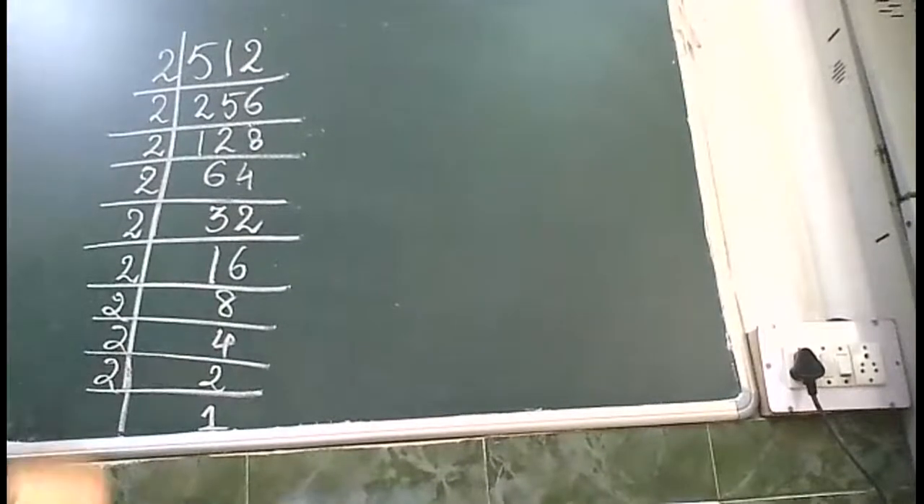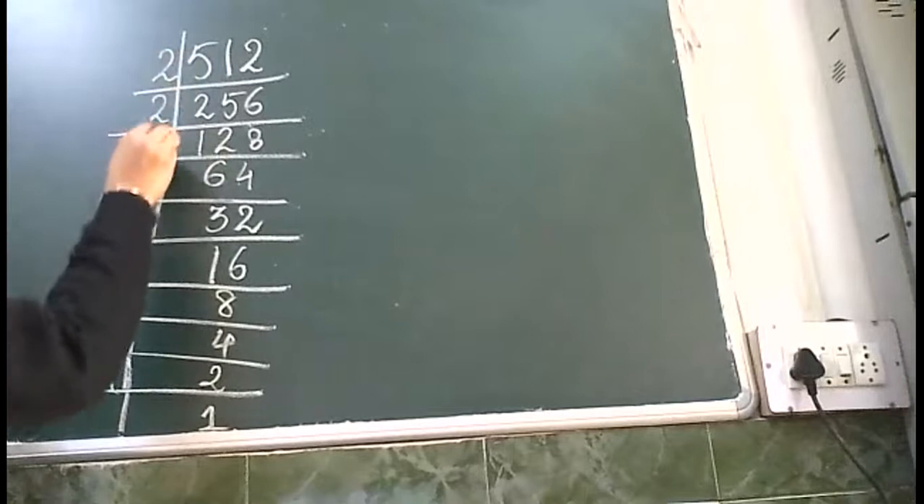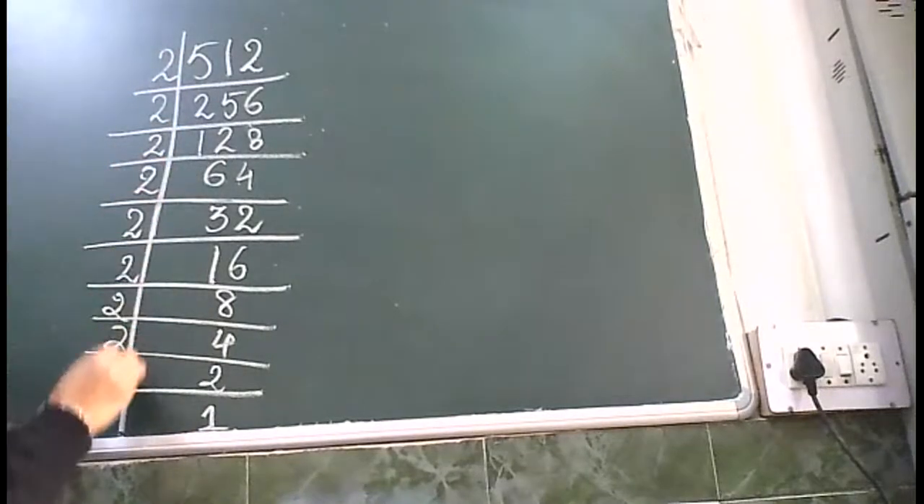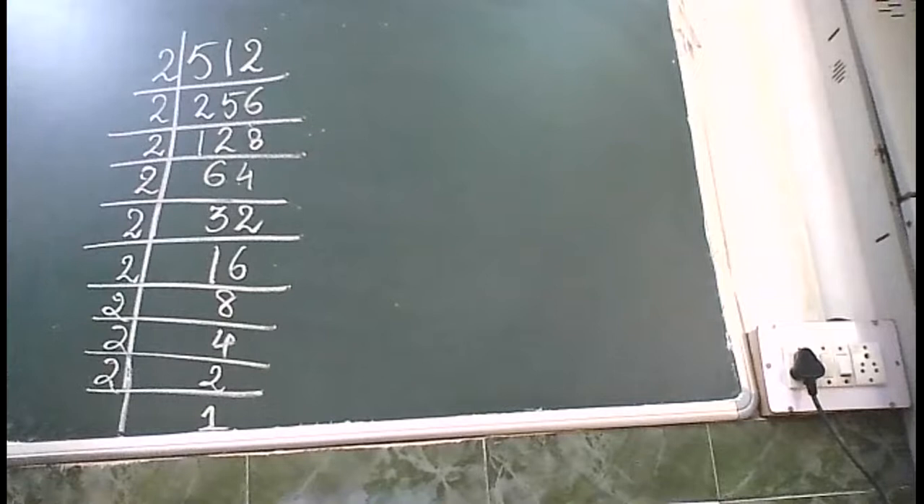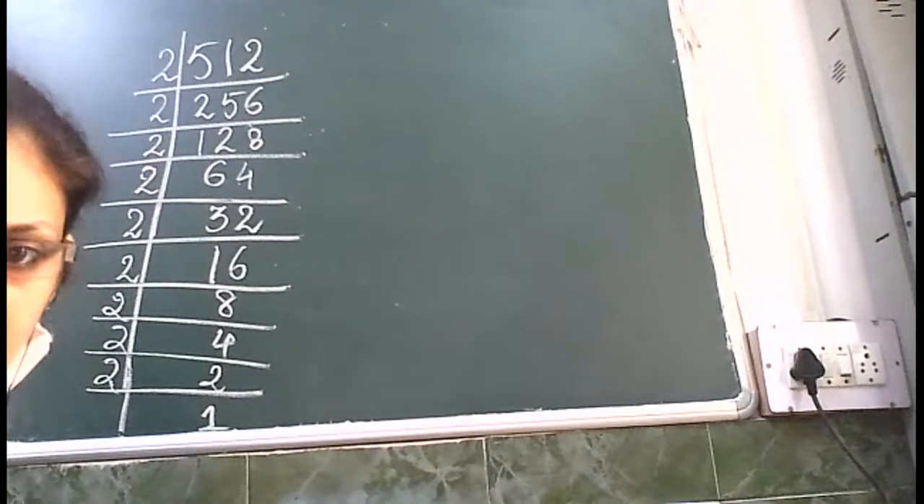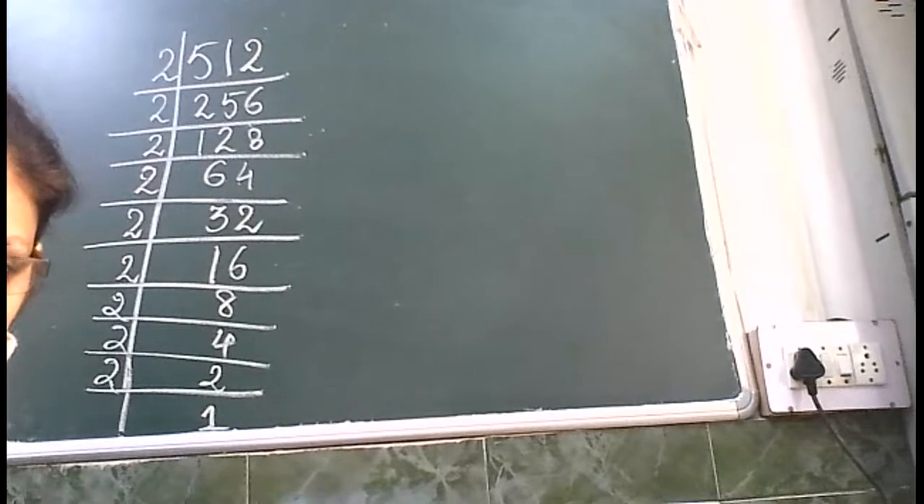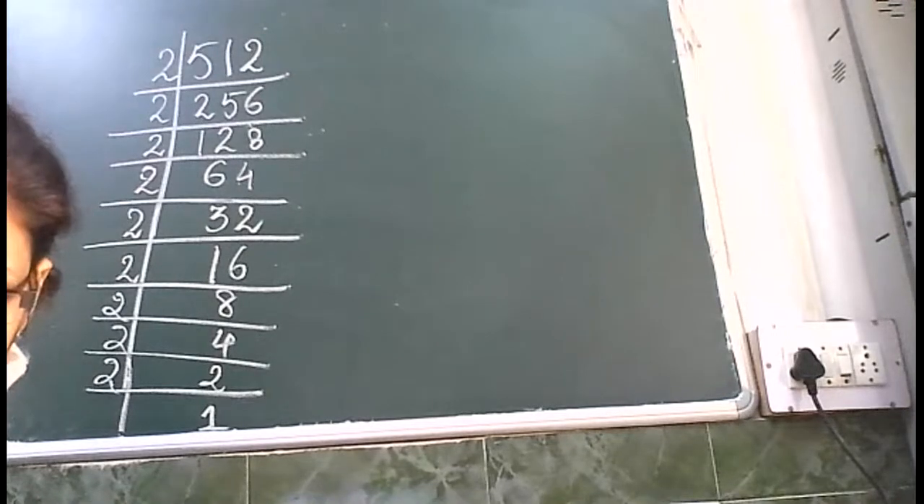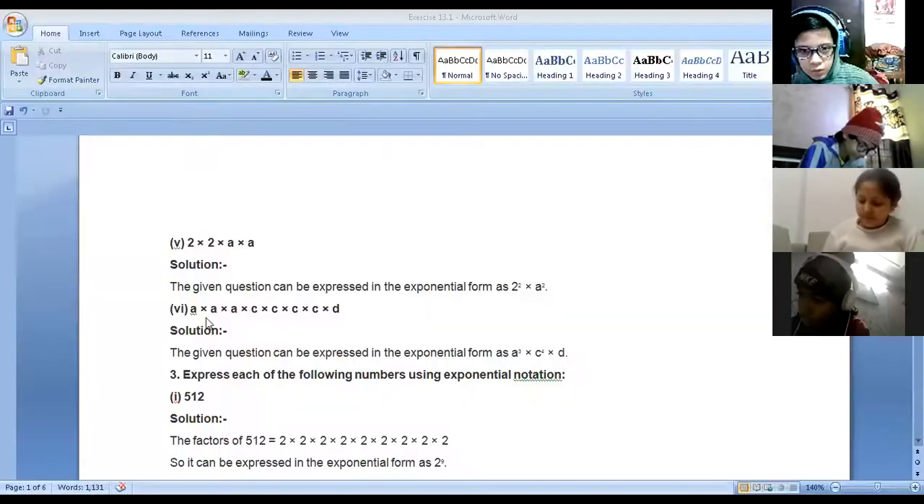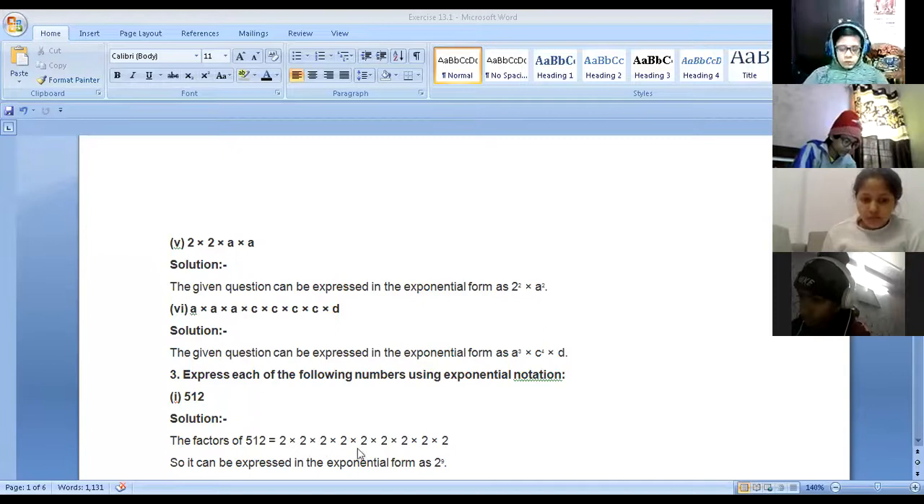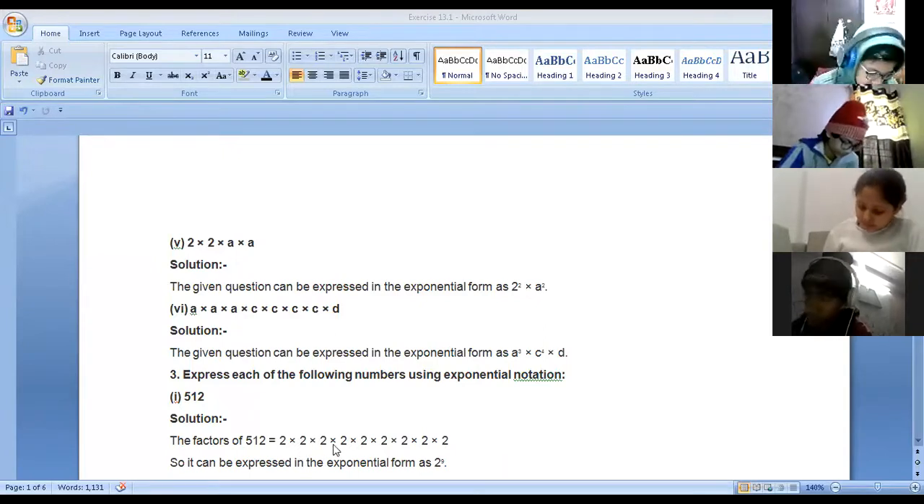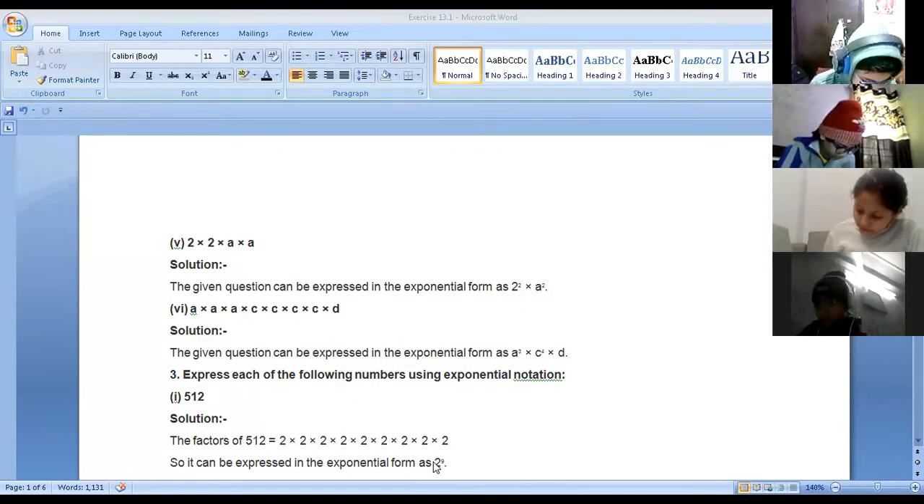So how many times is 2 being multiplied? 1, 2, 3, 4, 5, 6, 7, 8, 9. It has been multiplied 9 times. So you will be writing the answer like this. First do the prime factorization, then 2 multiplied 9 times you will be writing, and the answer in exponential form you will be writing 2 raised to the power 9. Okay, 2 raised to the power 9.